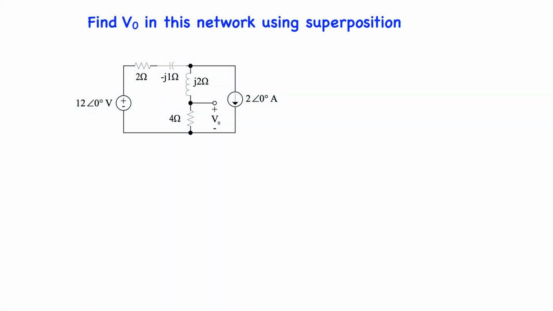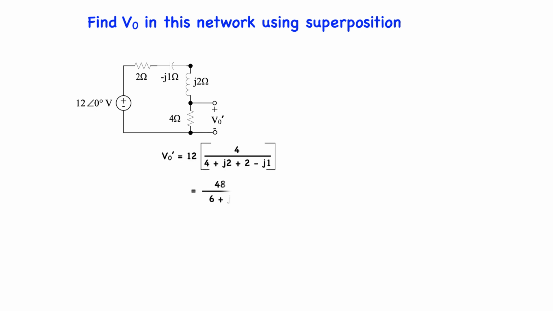Our task in this problem is to find V0 in this network using the superposition theorem. In applying the superposition theorem to this problem, we consider each source acting alone. If we zero the current source, that is, replace it with an open circuit, now shown, this circuit only gives us part of the answer as to what V0 is. Let's call it V0 primed, using voltage division to find V0 primed.